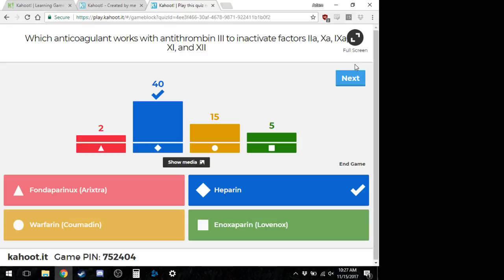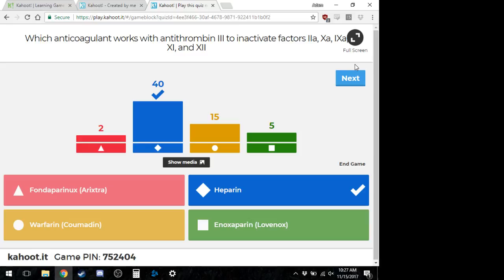So for Pradaxa, which is a direct thrombin inhibitor, does that not have any association with antithrombin? Yeah, so that has no association with antithrombin 3. It's a direct thrombin antagonist, so it's more similar to your other direct thrombin antagonists, like lepirudin and bivalirudin, than you would see with heparin specifically.